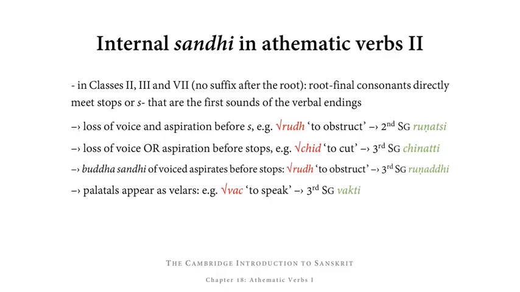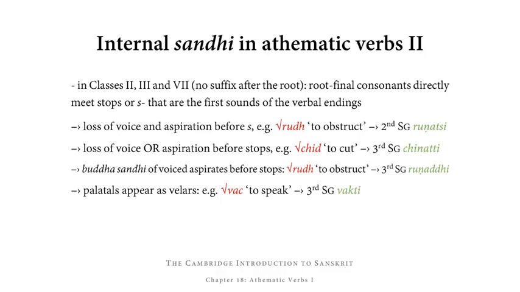In classes 2, 3, and 7, there is no suffix after the root, either because in class 2 there is nothing added apart from the endings, in class 3 we have just the reduplicative syllable before the root, or in class 7 we have something added into the root. So in all three of these classes there is nothing added after the root, which means that if any of these roots end in a consonant, then that root final consonant comes in direct contact with any stops or with the S that can stand as the first sounds of verbal endings.